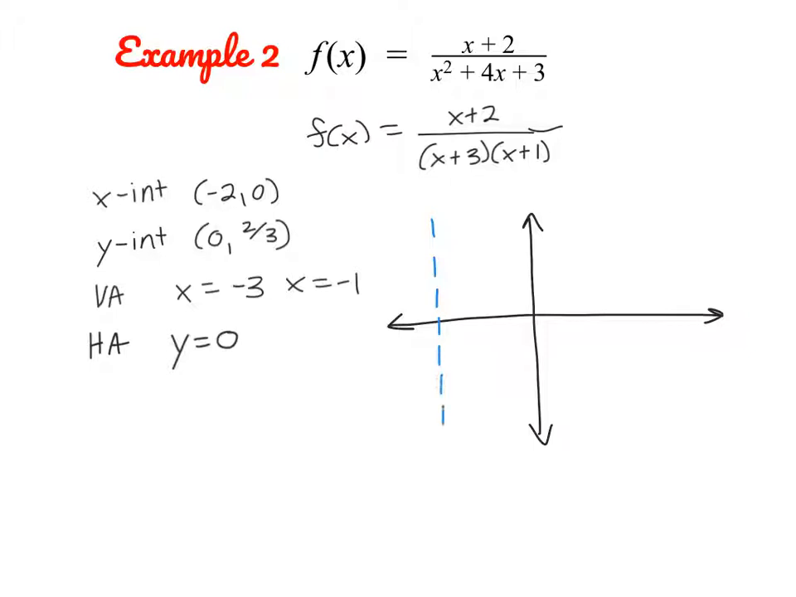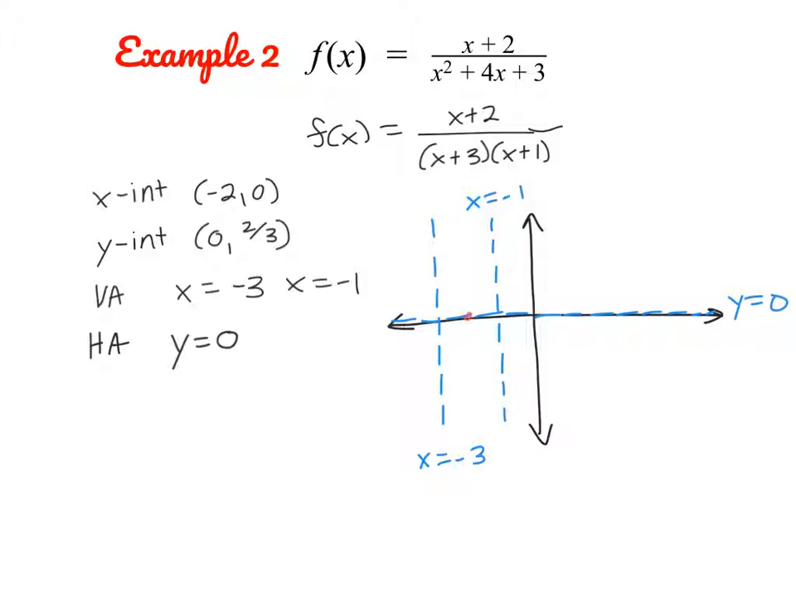So let's call this x equals -3 and x equals -1, and an asymptote at y equals 0. Okay, so now we're going to start trying to graph our function. Here we are going to need to be plugging in points to figure out exactly where our graph is, but we can start with the points we know, which would be the x-intercept at (-2, 0).